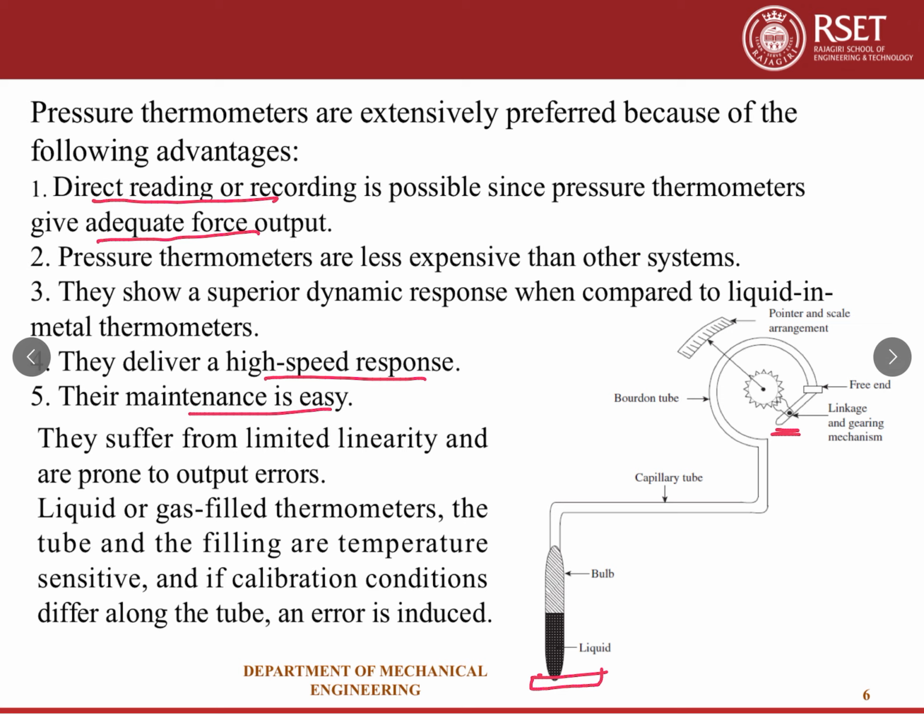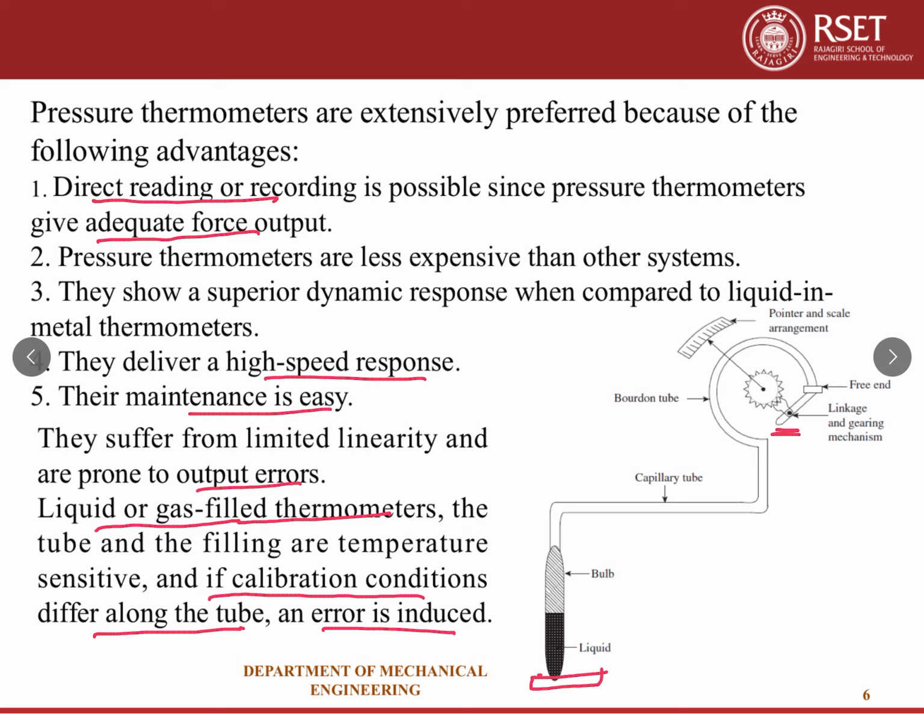They suffer from limited linearity and are prone to output errors. In liquid or gas filled thermometers, the tube and filling are temperature sensitive, and if the calibration conditions differ along the tube, an error will be induced. So the components of this system are temperature sensitive, so there is a chance of error due to temperature variation and calibration error. But they deliver high speed of response and maintenance is easy. So that's about the pressure thermometer.